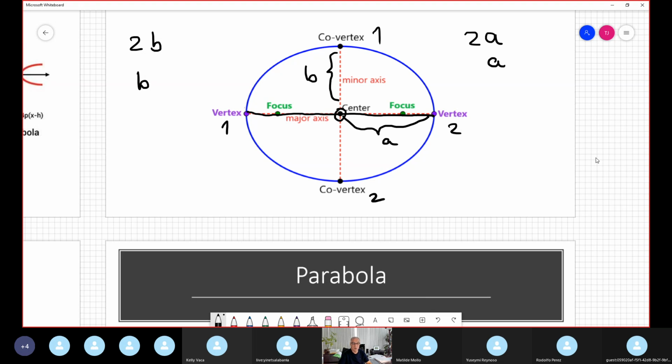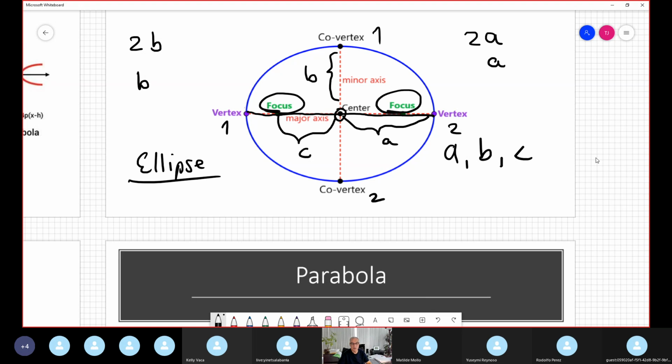Okay. And the focus is a super important point. You don't understand the importance very well now, but I want to explain in a few minutes. The distance here is the focal distance, c. So in the ellipse, we have three important parameters: a, b, c. Who is a? The semi-major axis. Who is b? The semi-minor axis. Who is c? The focal distance, the distance from the center to any focus. Okay, by the way, you have two foci.